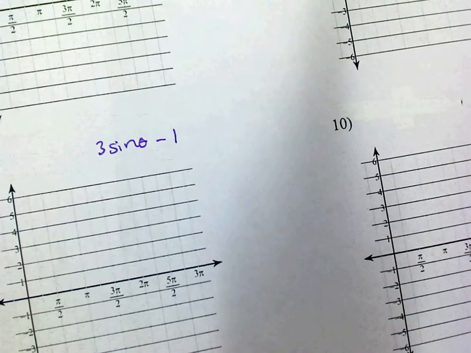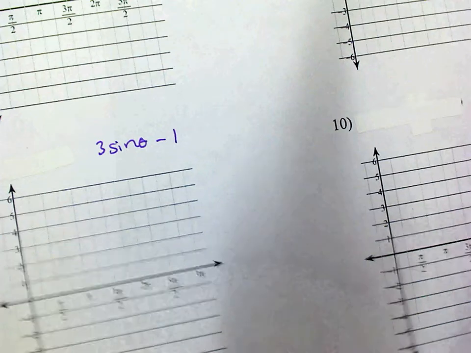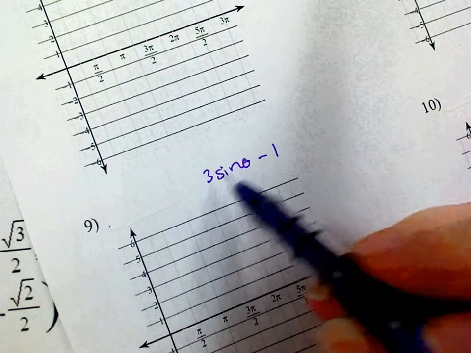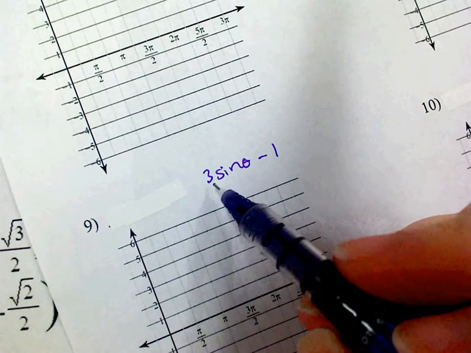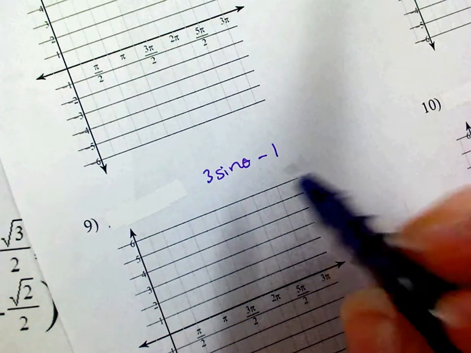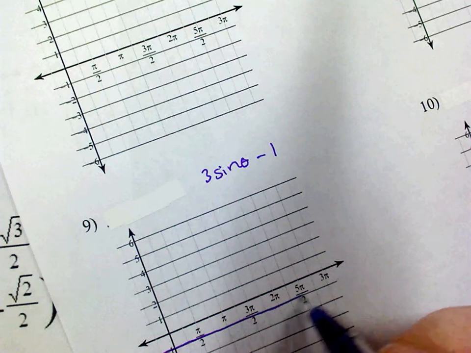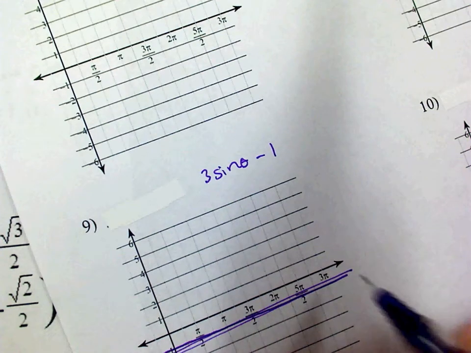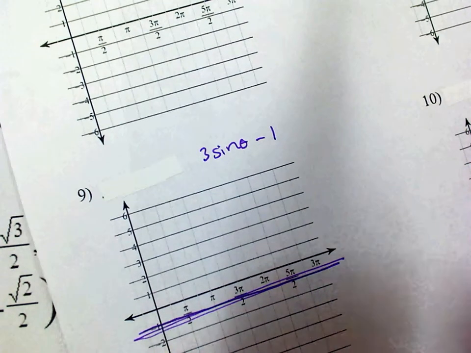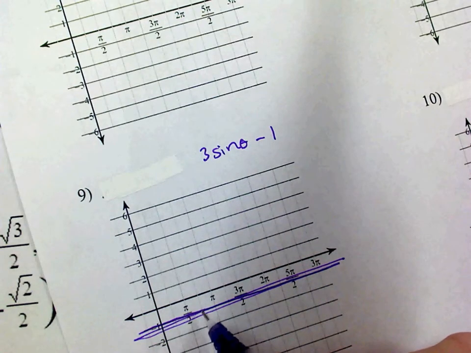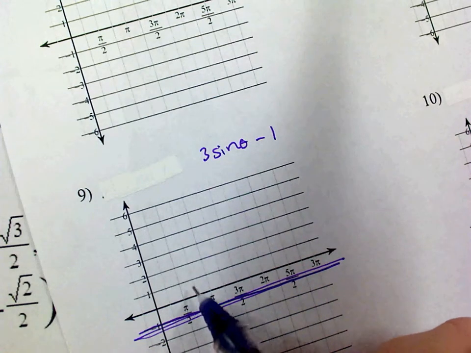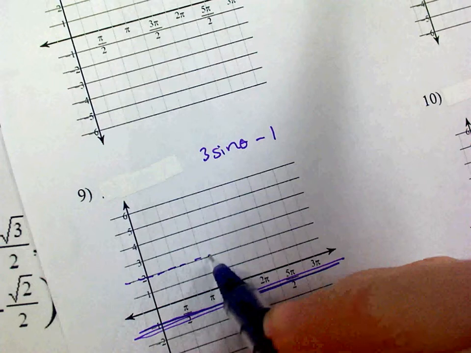So we'll just do 2 more. If I have a combined amplitude and vertical shift, well, first I take care of the vertical shift. I'm going down 1, so I'm going to draw my midline at -1. Then I'm going to do my amplitude, and amplitude is 3 from the midline, so I'm going to go up 3 from the midline, 1, 2, 3, that puts me at positive 2. I'm going to go down 3 from the midline, 1, 2, 3.